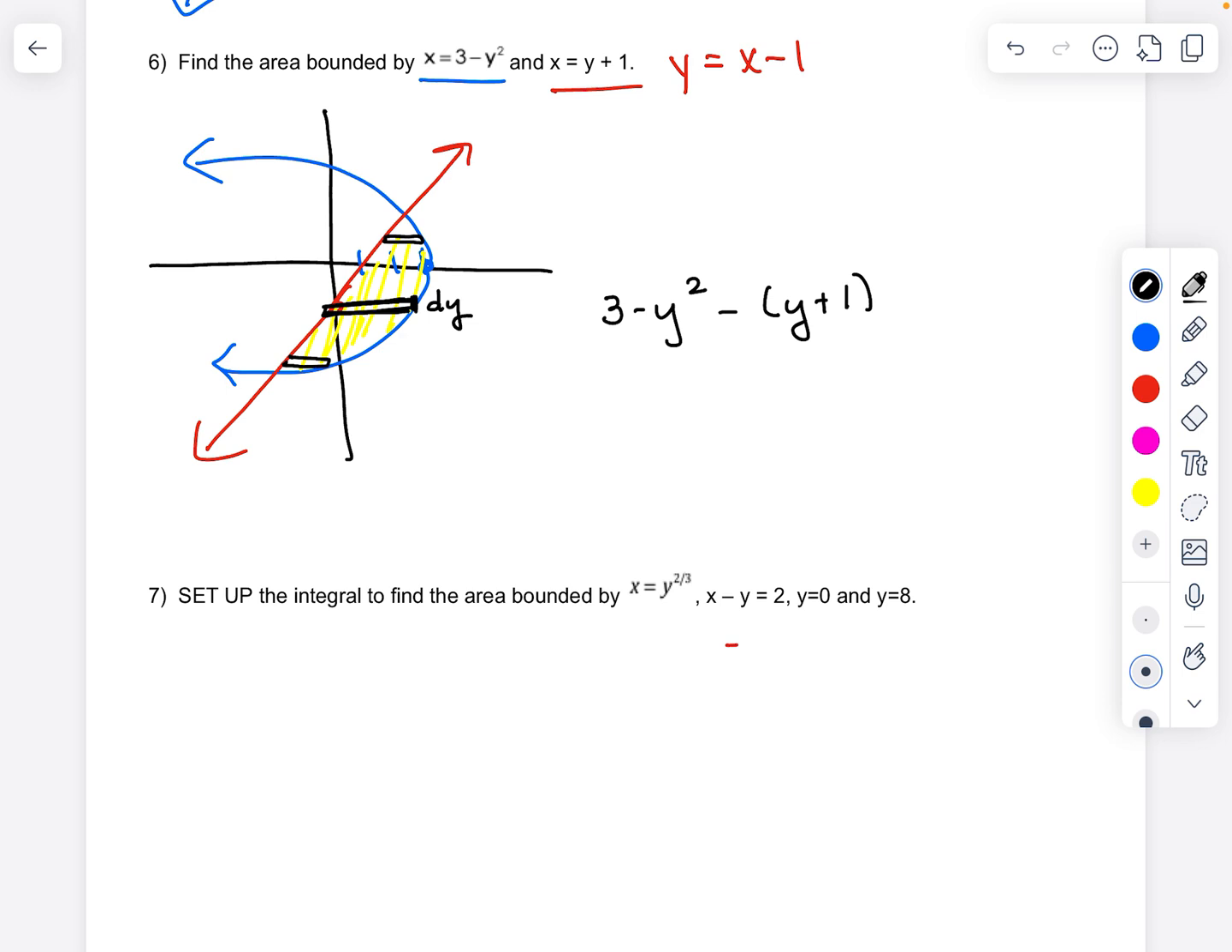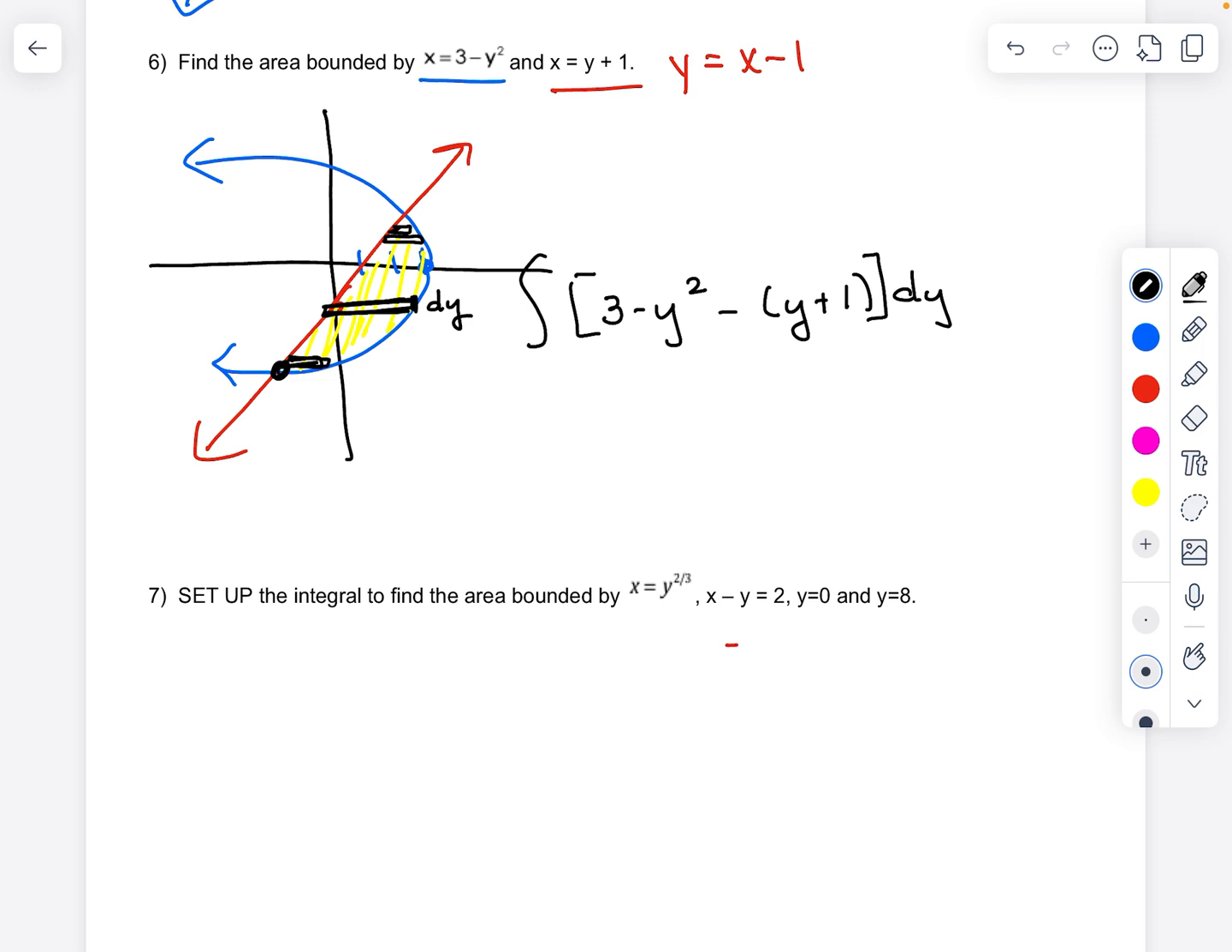The reason is the thickness of that rectangle is dy, so if I'm going to use dy, everything else also has to be in terms of y. So this is the area of one rectangle. Now think about what we're adding. We're adding up these rectangles from the bottom here to the top. So that means your bounds should also be your y values.